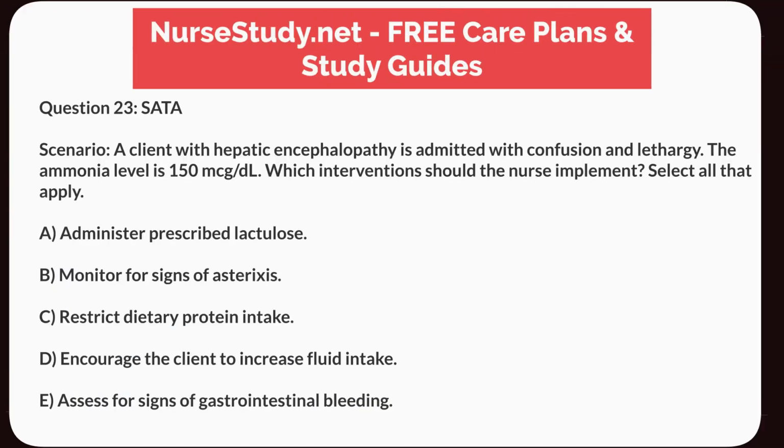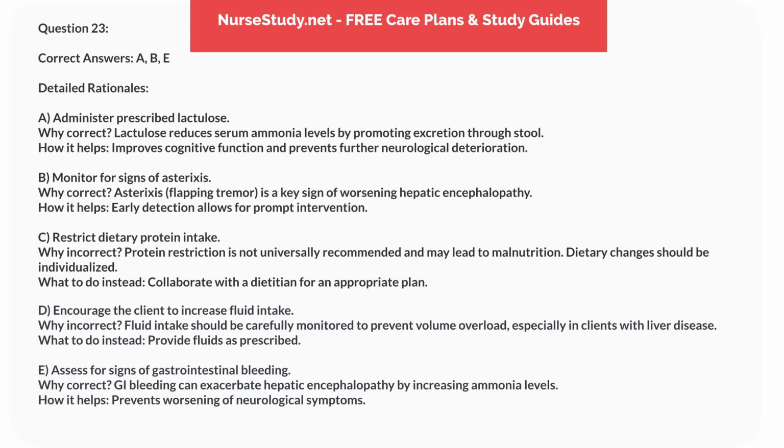Question 23, SATA. Scenario: a client with hepatic encephalopathy is admitted with confusion and lethargy. The ammonia level is 150 micrograms per deciliter. Which interventions should the nurse implement? Select all that apply. A. Administer prescribed lactulose. B. Monitor for signs of asterixis. C. Restrict dietary protein intake. D. Encourage the client to increase fluid intake. E. Assess for signs of gastrointestinal bleeding. Correct answers: A, B, E.